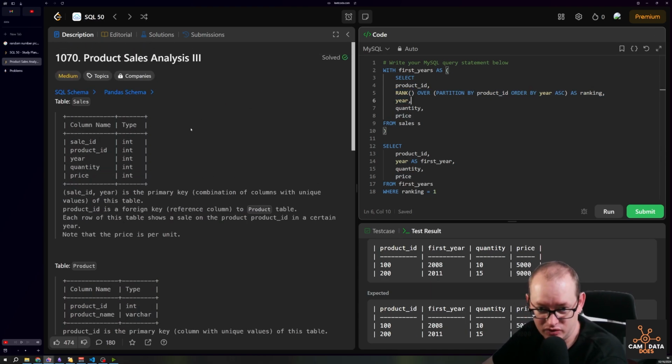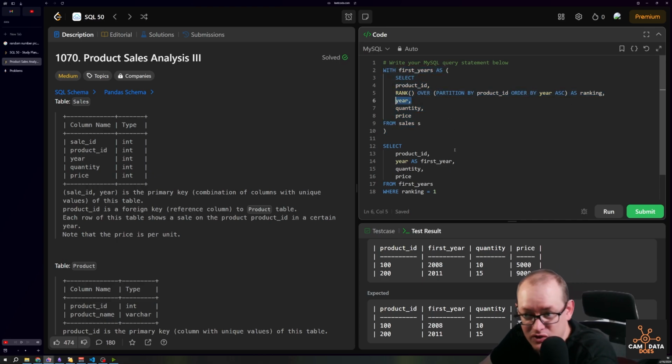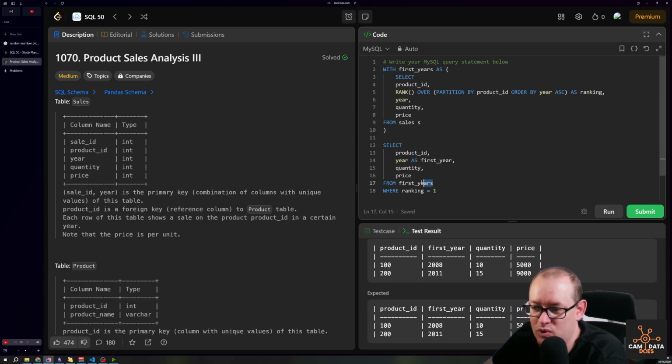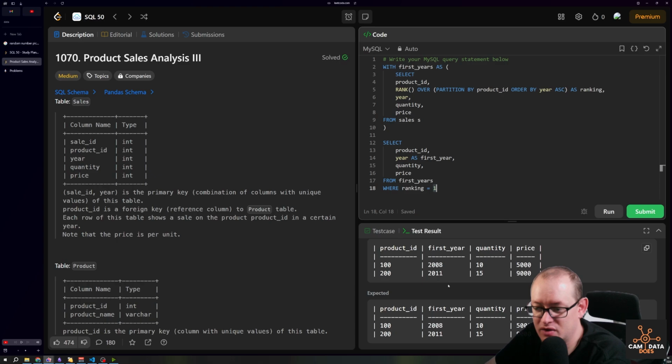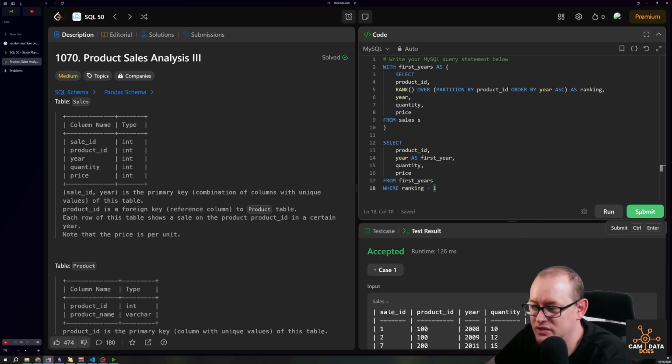So again, I'll just run through this to make sure you fully understand it. We're creating this CTE just so we can get this ranking so that we know exactly what the first year is. And then we're pulling from that CTE, pulling all the rest of the data out, and we're just aliasing this year as first year. And then we're taking where that ranking equals 1. And that's all there is to it.